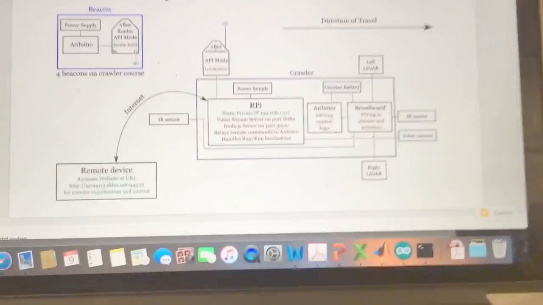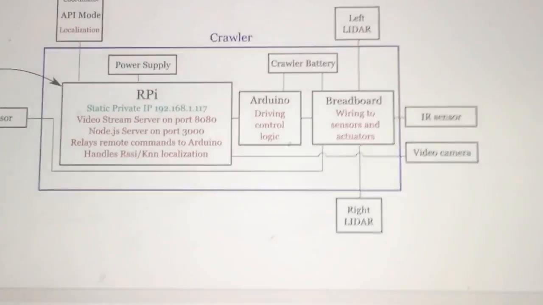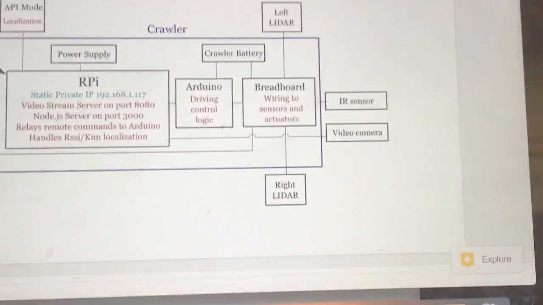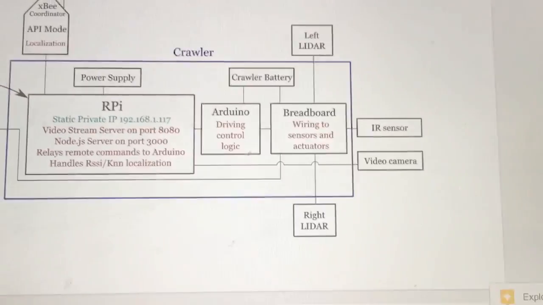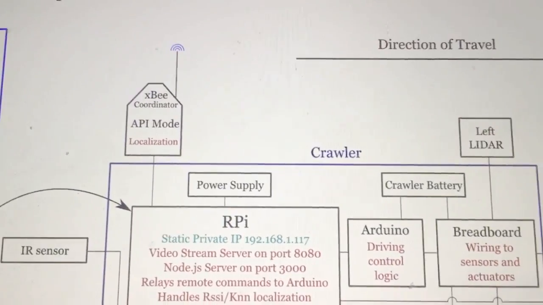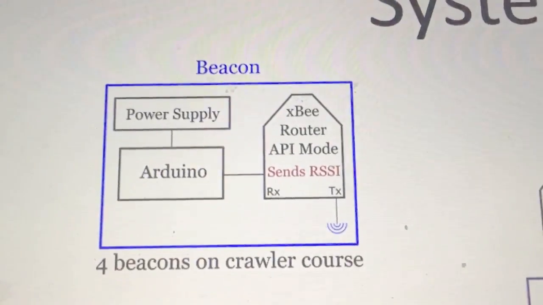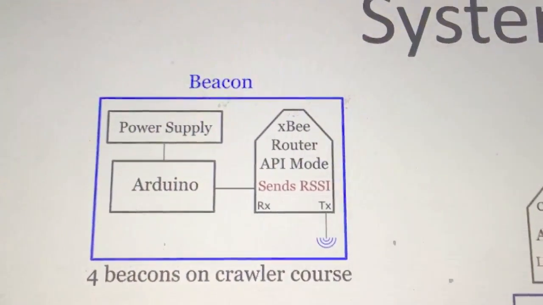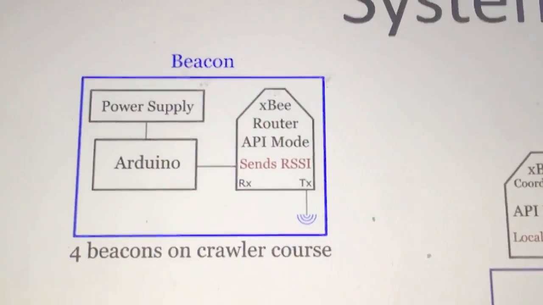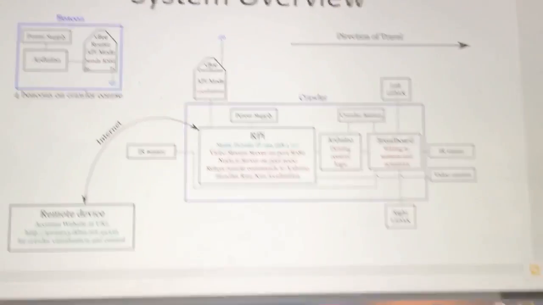So this is a system overview. As you can see here, everything is in the crawler part, which consists of the Pi, Arduino, and everything required to communicate with the beacons. This is the coordinator in API mode that communicates with the other beacons. And this is the beacon layout, which consists of the XBee in API mode and Arduino. It replies back to the RSSI request initiated by the coordinator.